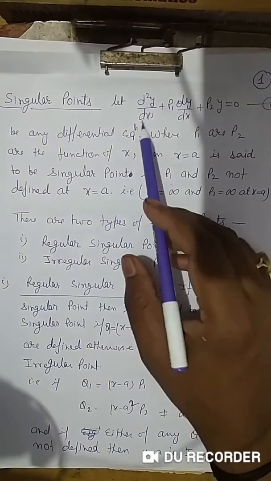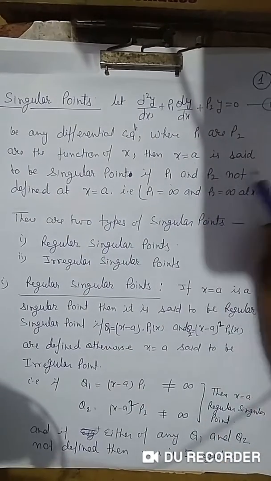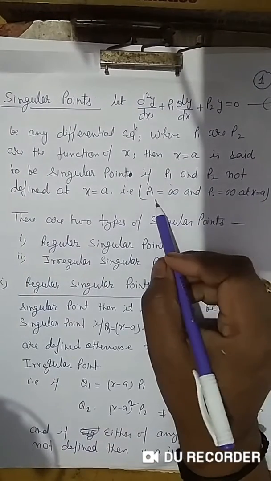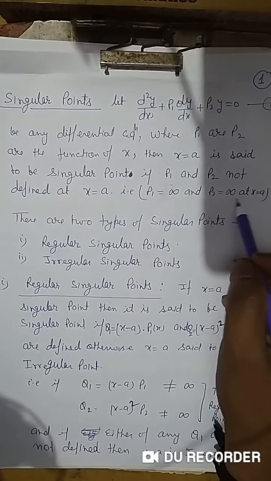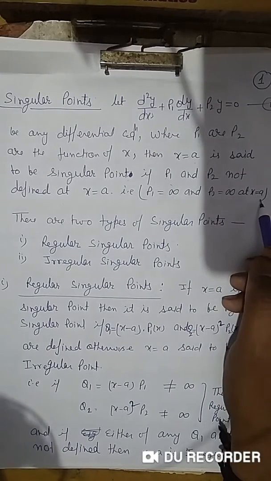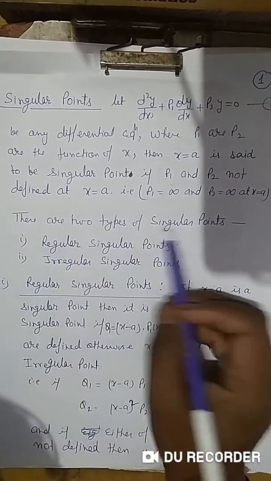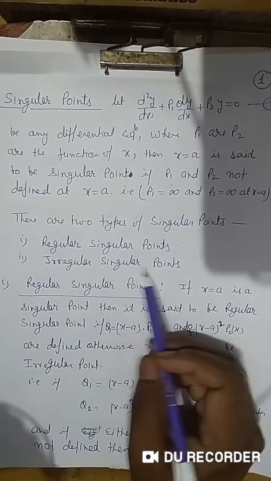That means after putting the value of x = a in p1 and p2, if p1 and p2 are not defined, that is, if p1 is equal to infinity and p2 is equal to infinity at x = a. Okay. There are two types of singular points: first is the regular singular point and second is the irregular singular point.